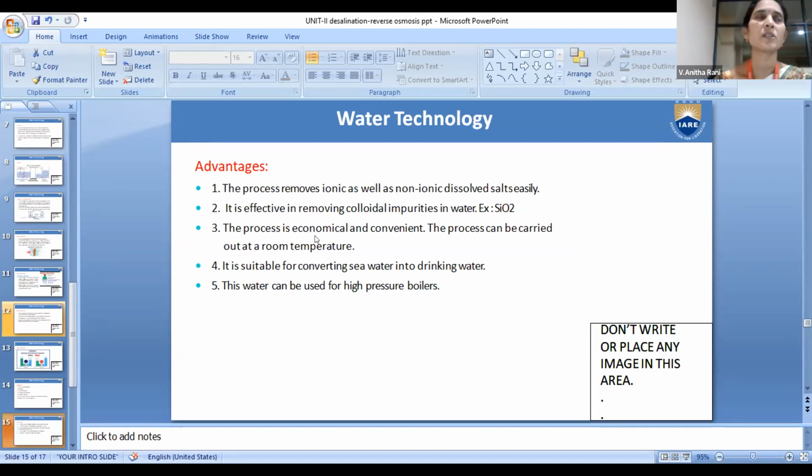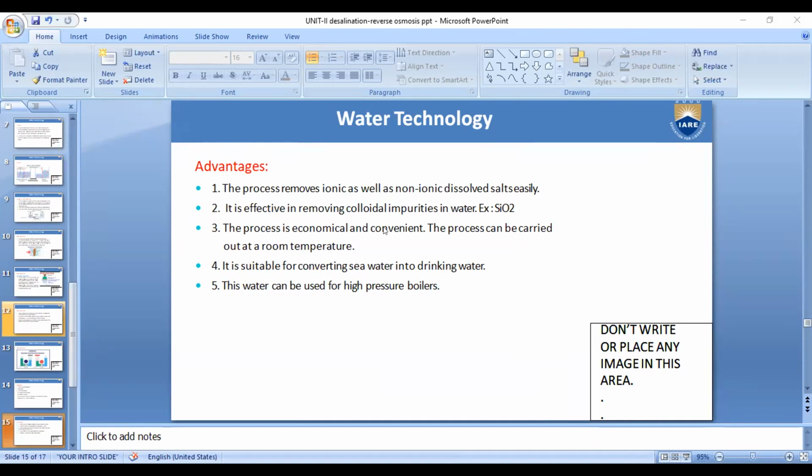So it is not an expensive method like the ion exchange process. This process is economical, low cost only. We have to buy only a semi-permeable membrane and arrange it, and we can do the process very easily. Yes or no, students? Yes, ma'am.